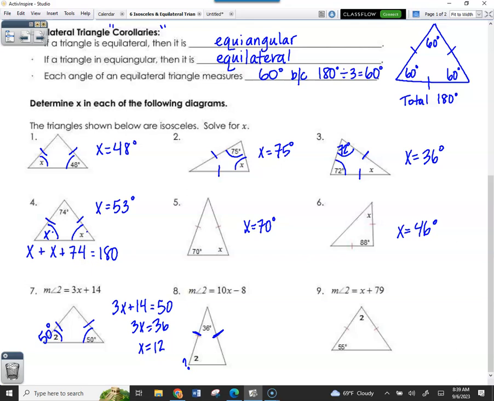Number 8, it's turned like a rooftop. I've marked my sides, so let me mark my congruent angles. Base angles are congruent. Do I have enough info to find the degrees in angle 2? Yes, I do. See if you can find it. It's very similar to number 4, by the way.